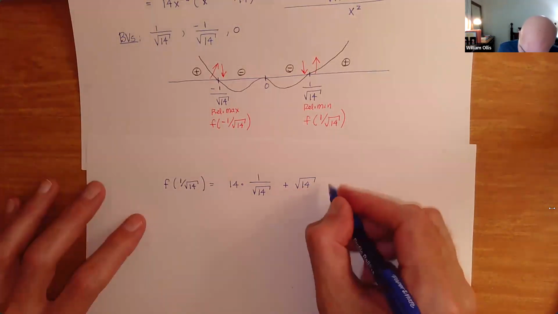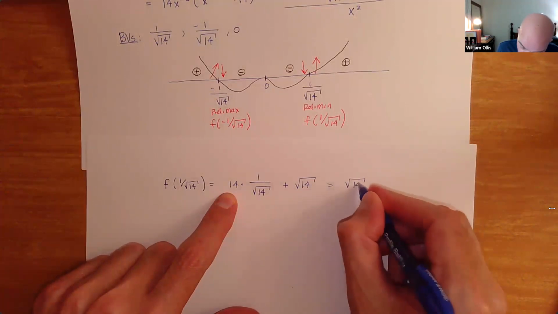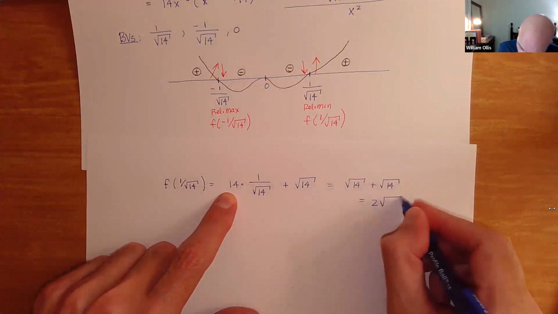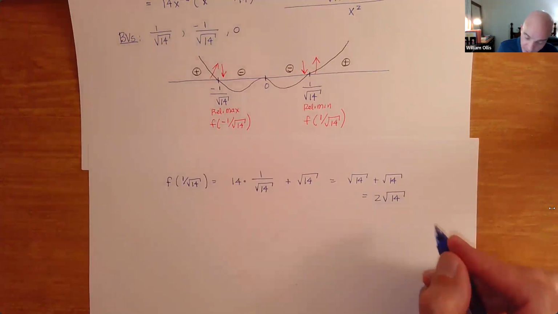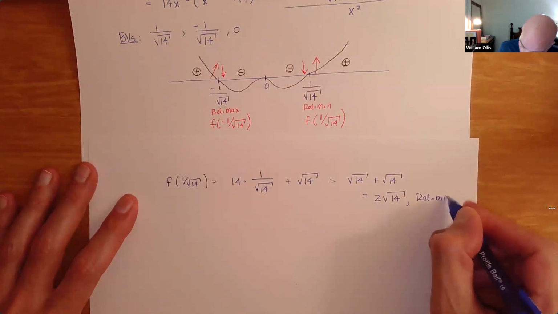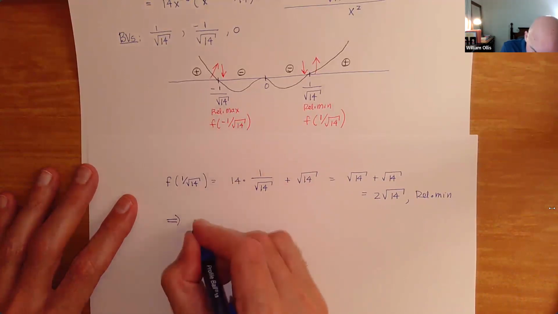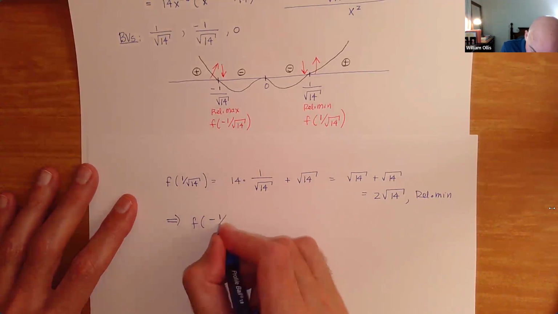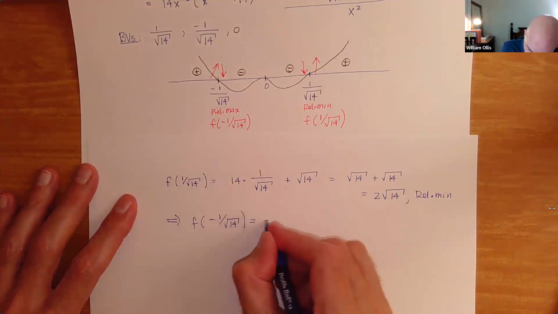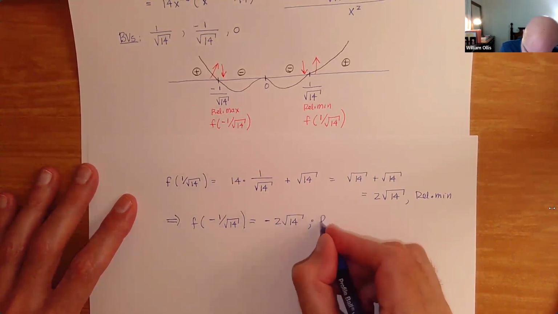So now notice the square root of 14 absorbs into the 14, so we get square root of 14 plus square root of 14, which equals 2 times the square root of 14. And this is the relative min from here. Relative min. Now, of course, since the function is odd, we don't have to compute this. This implies that f of the additive inverse of 1 over the square root of 14 will just be the additive inverse of this. So we don't have to compute that. You could, but you'll just get this. And this is the relative max.